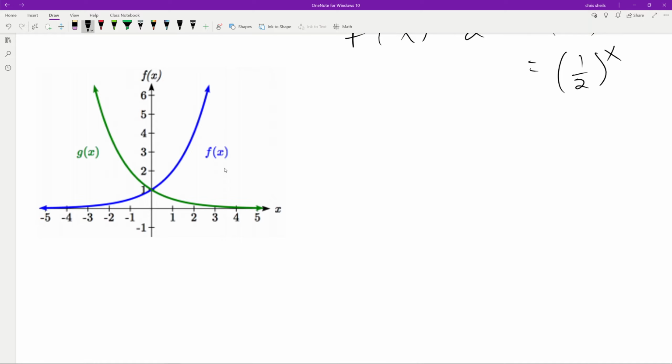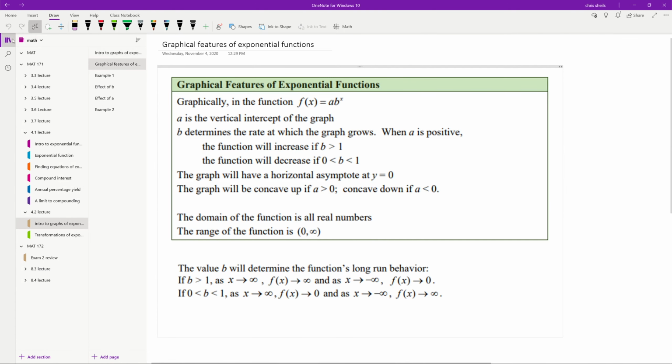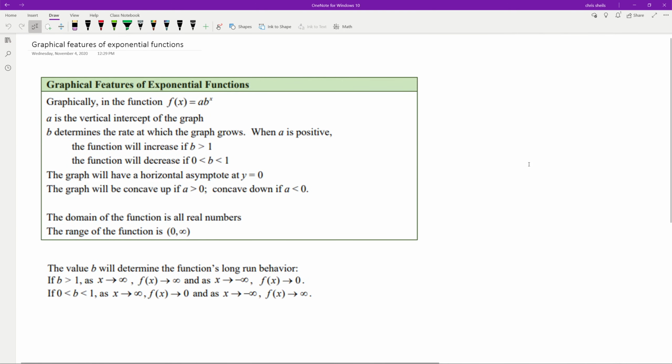And we have a few features of these graphs that we can look at. By a few, I mean we actually have quite a few. Graphically, if we have a function in the form f of x equals a times b to the x, a is the vertical intercept of the graph, and b determines the rate at which the graph grows. When a is positive, the function will increase if b is greater than 1. The function will decrease if b is between 0 and 1.